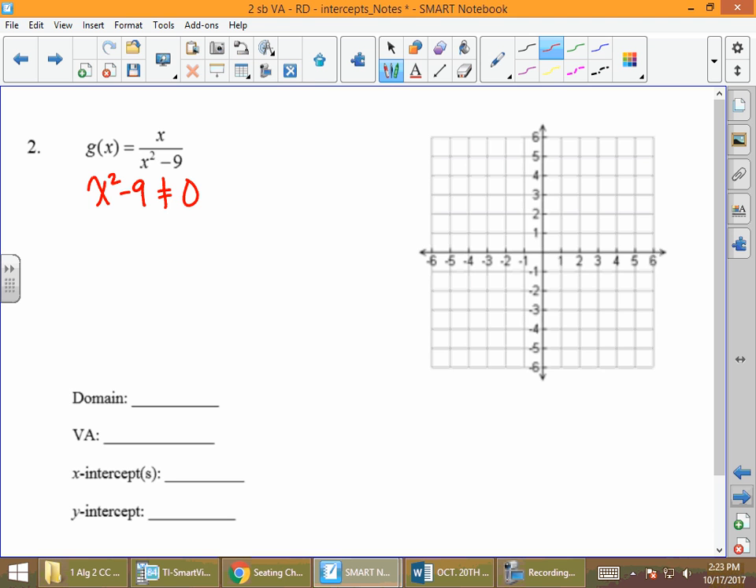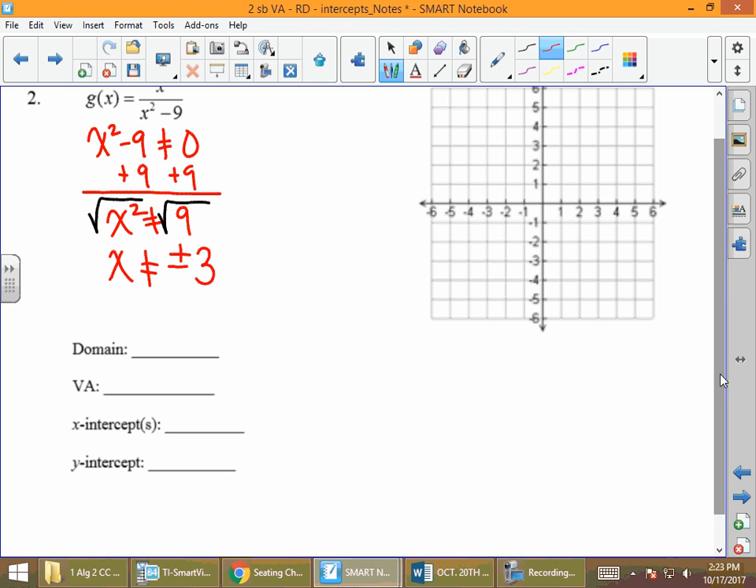Now remember, there's two ways to solve this. We can factor this, or we can just solve. It does not make a difference in your method. I chose to solve this time. Remember, when we take the square root of both sides, we get x doesn't equal plus or minus 3. So our domain, x doesn't equal plus or minus 3.